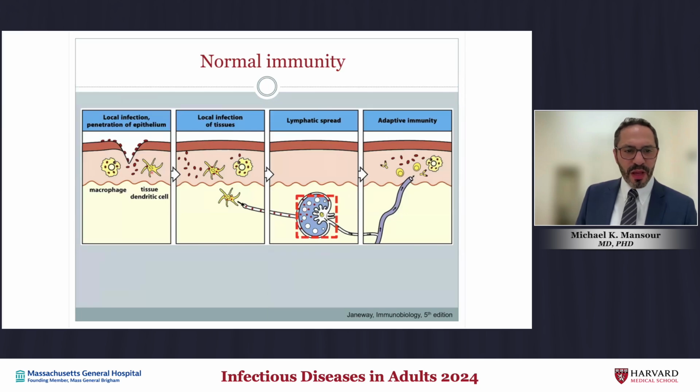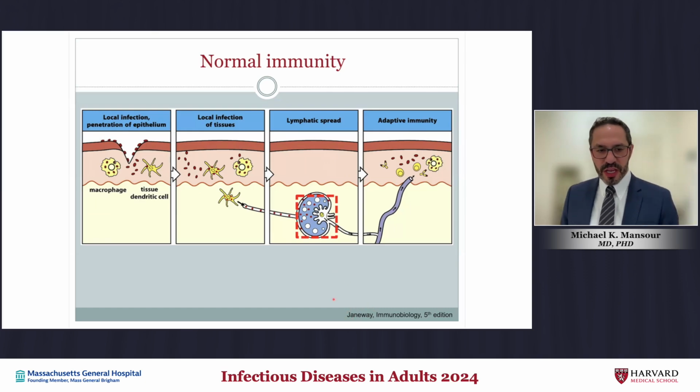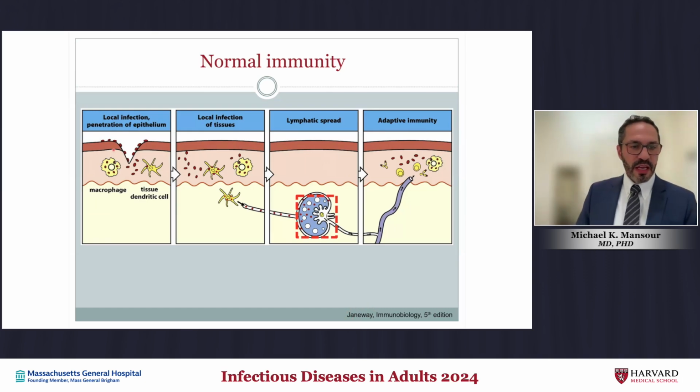Here's a little pictogram of how this works. This comes from one of my favorite textbooks, Janeway. Here's a cut in skin. This is the outer surface. This is the inner surface of skin. Bacteria have now seen an opportunity to infect deeper tissue. You have macrophages and dendritic cells, which non-specifically recognize that there's a foreign pathogen.